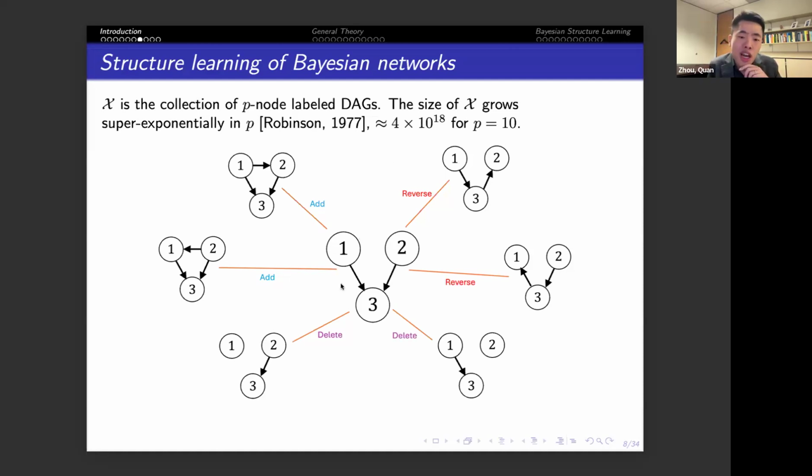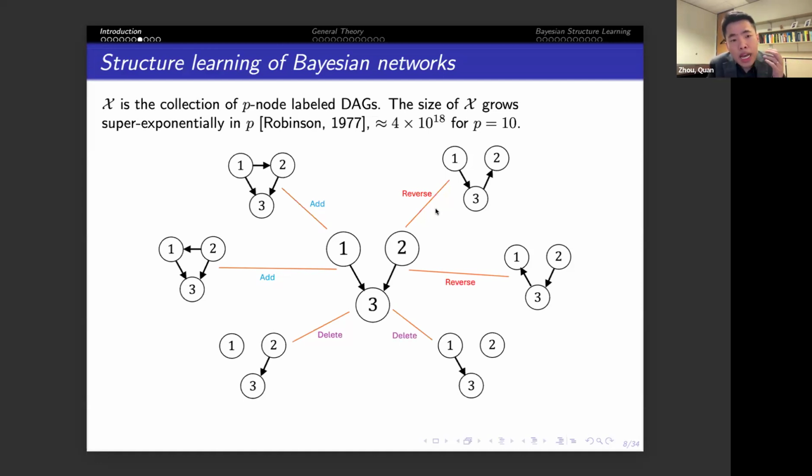So here I'm, for example, considering this DAG model. And now if we consider how we do the search on the DAG space, then a common strategy is to consider 3 possible local moves. Say we add an edge, or maybe we remove an edge, or maybe we reverse an edge. And because we have p nodes, the number of all possible edges is only p squared. And then this implies that the search neighborhood size is again only polynomial in p.